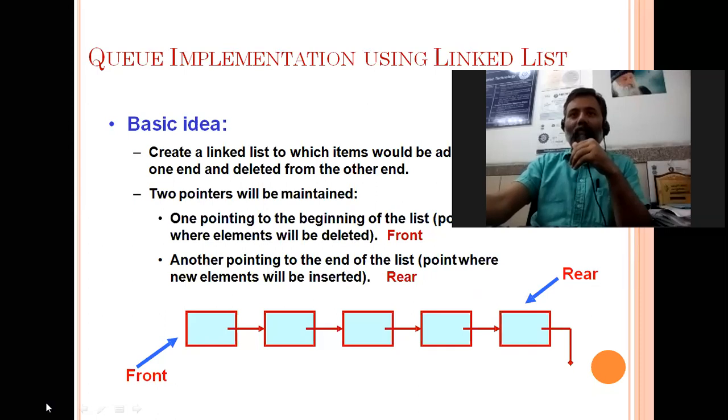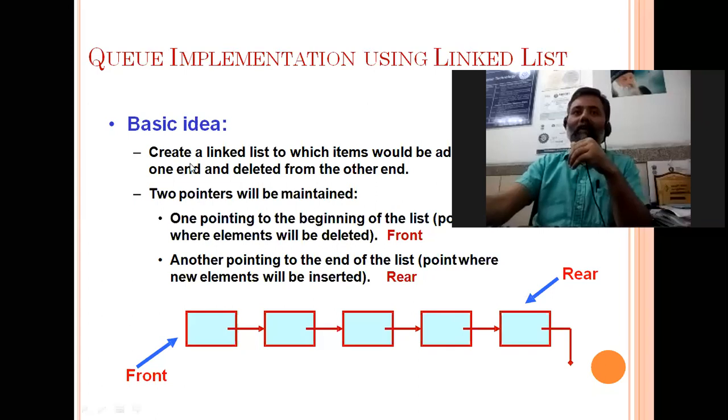So this is rear and this is front, and you know that we insert at the rear and delete from the front. So the same linked list, if we restrict insertion and deletion to one end each, then we can use this linked list and it will behave like a queue. So this is the basic concept.